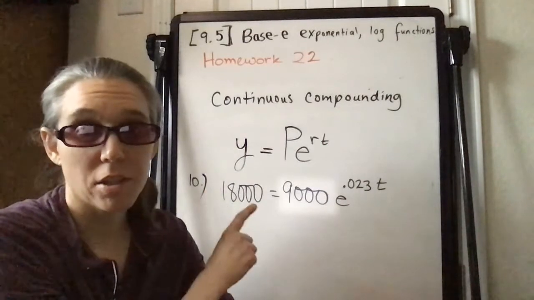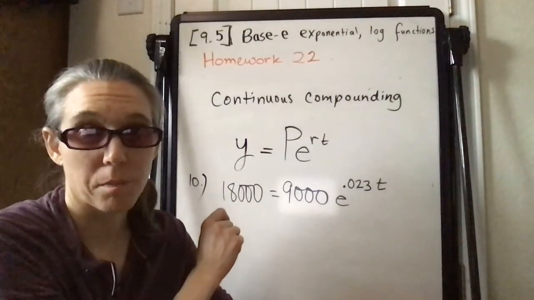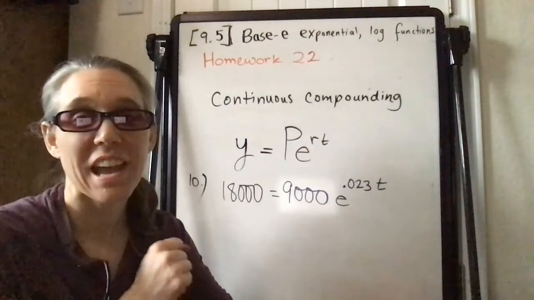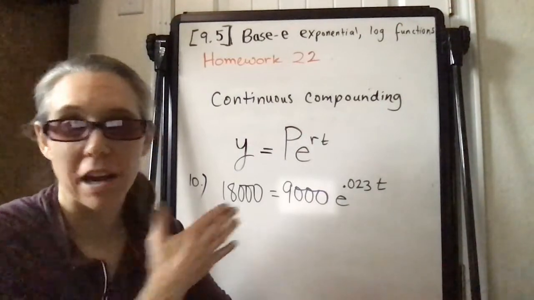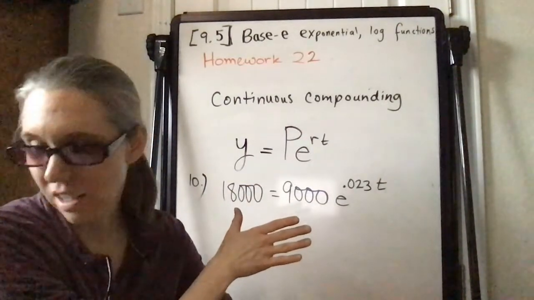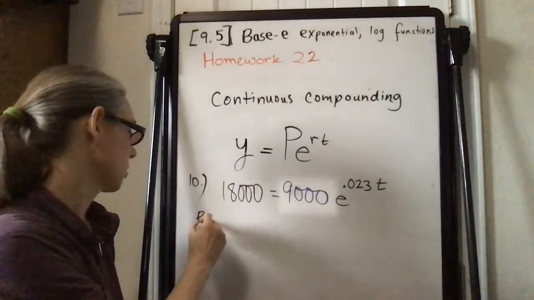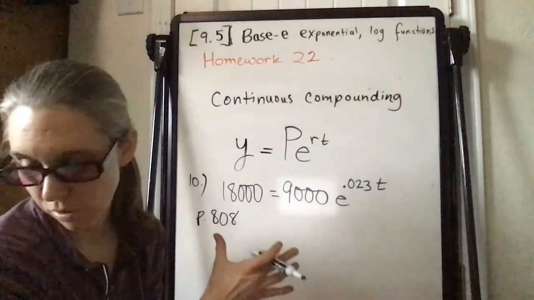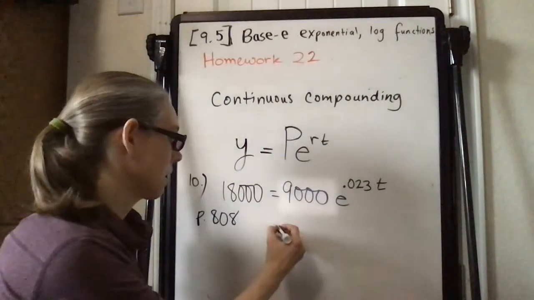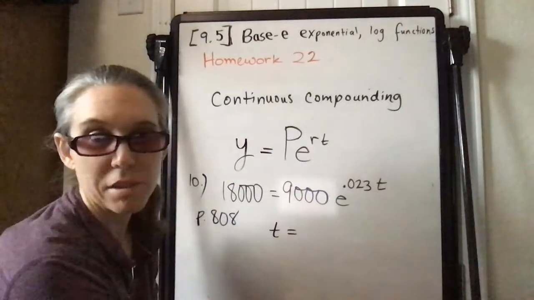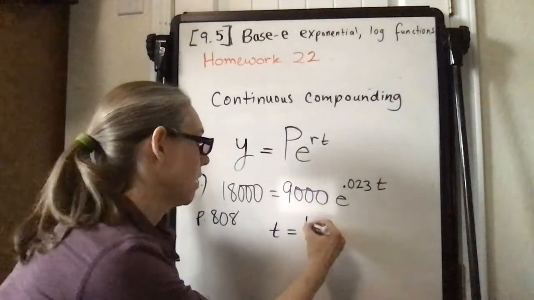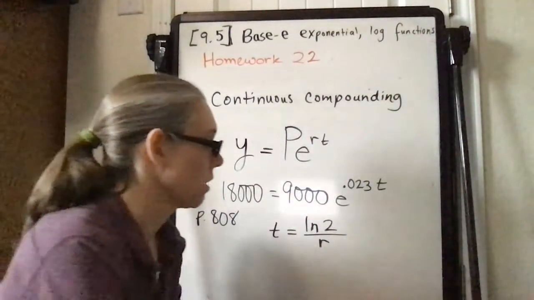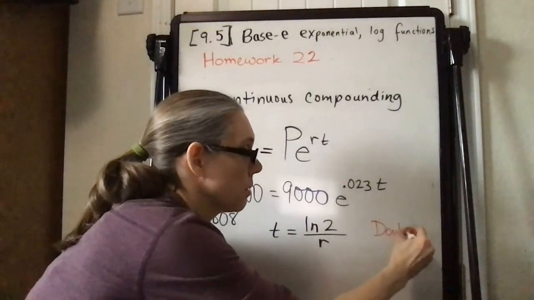Now solving this equation actually takes more advanced algebra. So how are you doing it? There's a handy formula that you can use to bypass the fancy algebra needed for this, and it's on page 808. So on page 808 of your textbook, there's a formula for doubling time. The formula for doubling time is T is equal to ln of 2 over r.